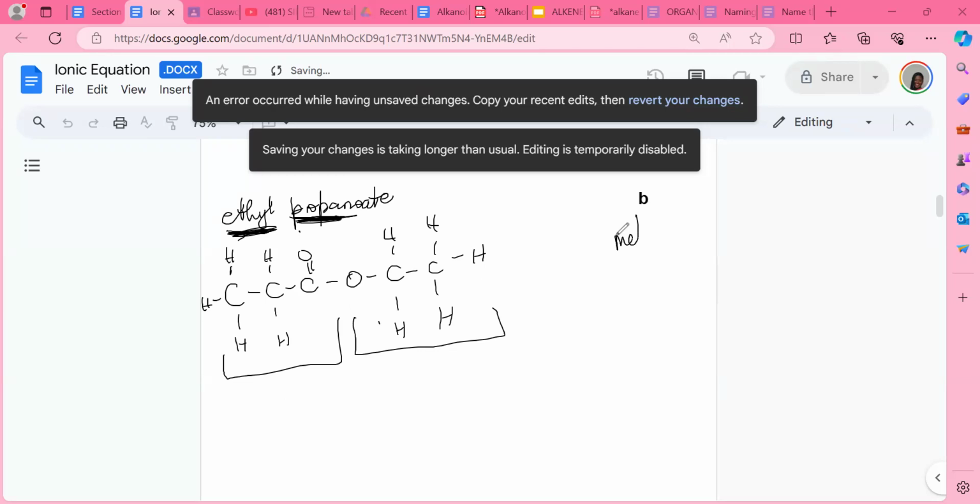So I'm going to draw methyl methanoate. Methanoate comes from methanoic acid, which has 1 carbon. I don't put the OH on the acid because in the ester formation that is removed. Methyl comes from methanol, which has lost the H. So this acid would have lost the OH and the alcohol would have lost the H to form these esters. If you're confused, go and watch the ester formation video.